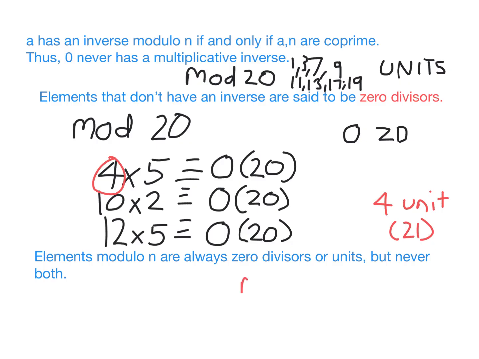So, if I'm talking mod n, how many units would there be? Well, the number of units mod n is the number of elements that are coprime to n, and that is precisely given by Euler's totient function. So phi of n always tells you how many units there are modulo n.